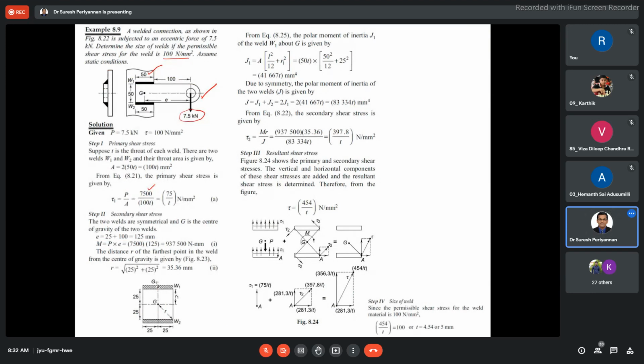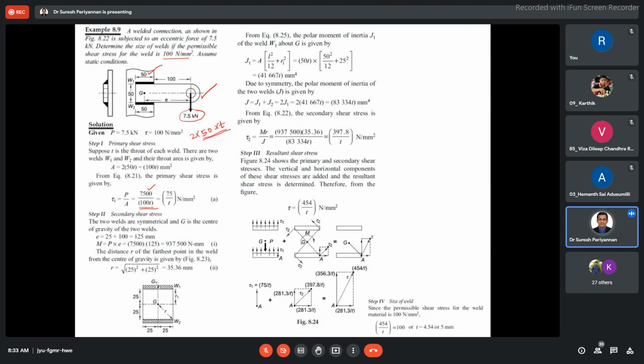This is the total area here. Total area means 2 into 50 into T. 50 into T is for one weld, and there are 2 welds present, hence 2 into 50 into T, that is 100 T. T is the unknown value, and we are going to find that only.